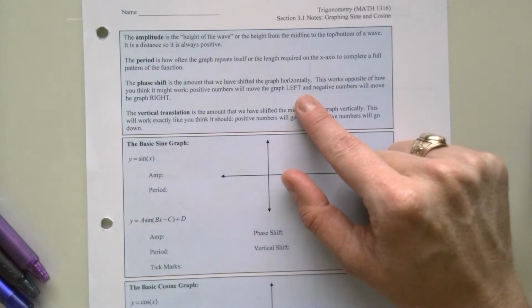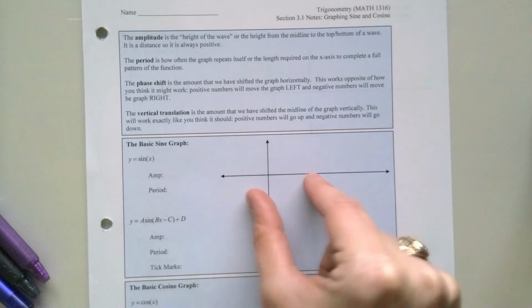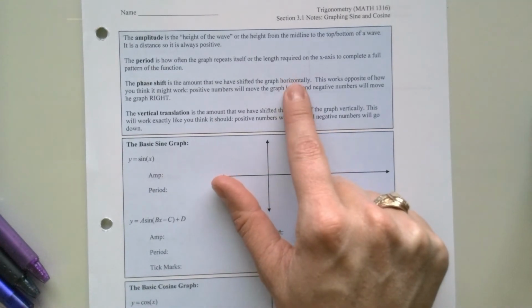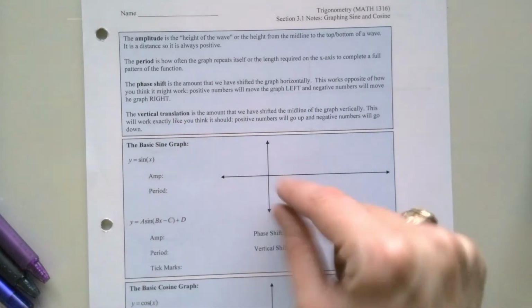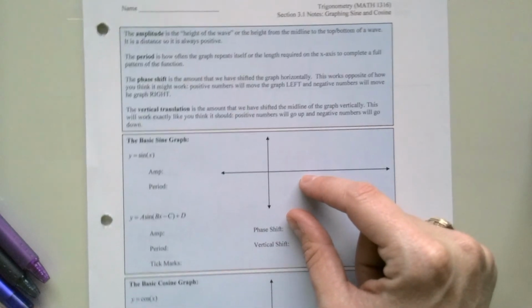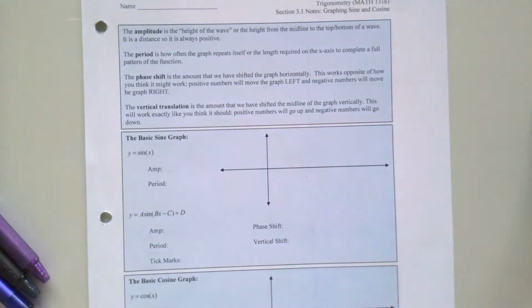A phase shift is shifting the graph horizontally. So that's moving the graph horizontally. You probably did that in algebra. And then we're going to have a vertical translation. We're going to move it up or down. So we're going to be talking about the amplitude, the period, the phase shift, and the vertical shift, or vertical translation. So before we do any of that, we need to know what the basic graphs look like.